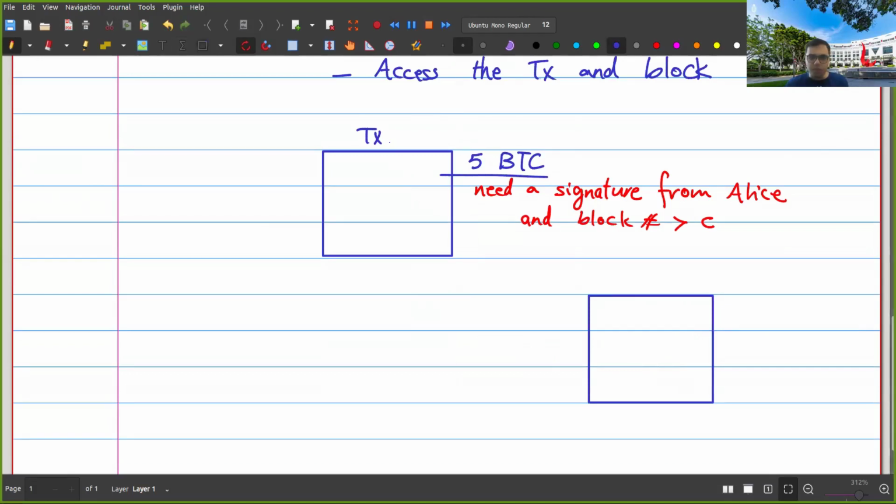So let me call this one transaction 1, and let me call this one transaction 2. Transaction 2 uses this output as one of its inputs, right? Now, in order for transaction 2 to be valid, it's going to need a signature from Alice. Of course, only Alice can use this. So I need Alice's signature here. And basically, Alice's signature is one of the parameters that I'm going to give to this input.